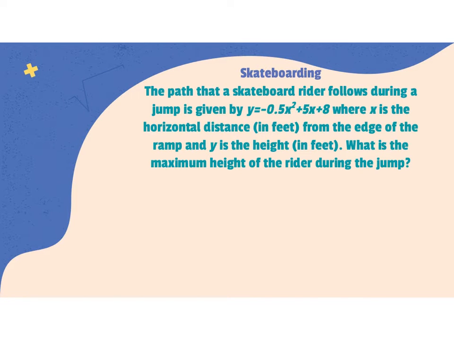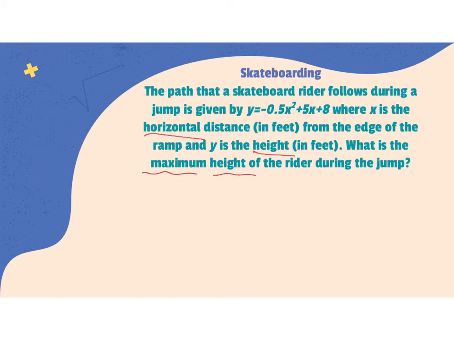So here's just one example to look at. It says the path that a skateboard rider follows during a jump is given by the equation y equals negative 0.5x squared plus 5x plus 8, where x is the horizontal distance from the edge of the ramp and y is the height in feet. What is the maximum height of the rider during the jump?